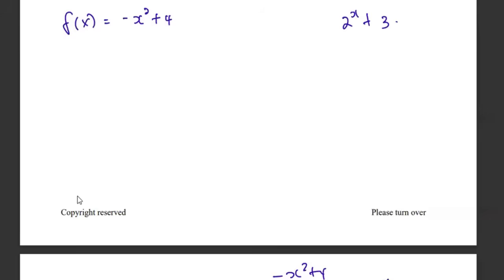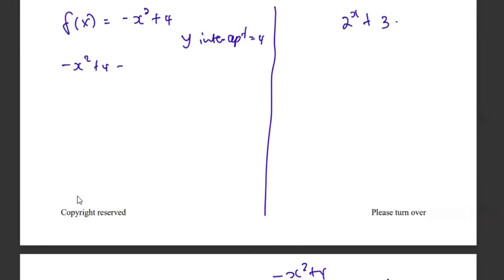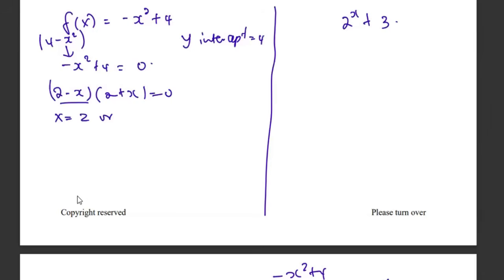Number one, we know that this 4 is the y-intercept, so look for the intercepts. Y-intercept is 4. And then I need to look for the x-intercepts. The y must be 0. So negative x squared plus 4 is equal to 0. This one is like a difference of 2 squares. If I say 4 minus x squared, it's the same thing as this. So that will be 2 minus x, and then 2 plus x, is equal to 0. The first bracket will give me x as 2. The second bracket will give me x as negative 2. So I have the points that I need, the y-intercept and then the x-intercepts.